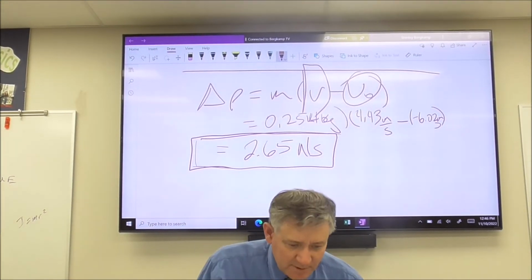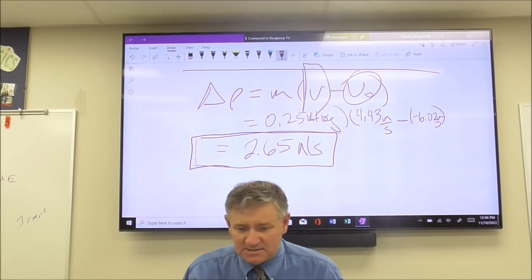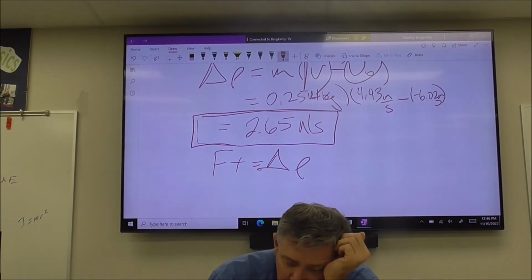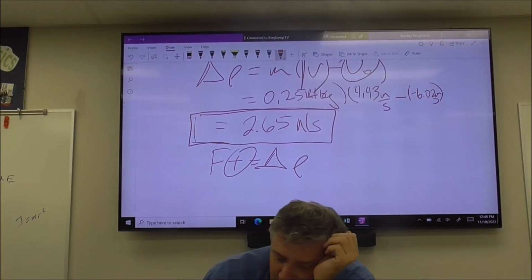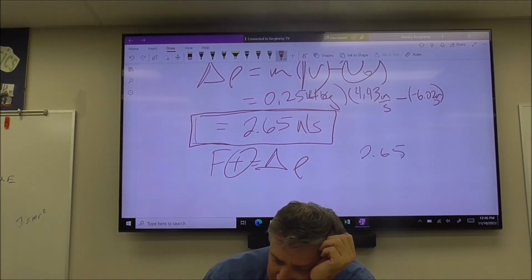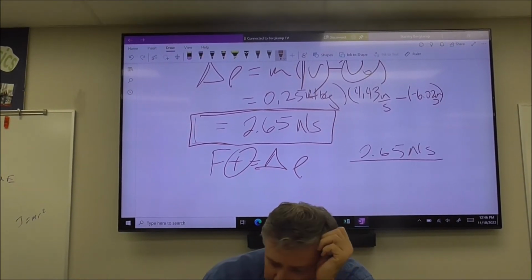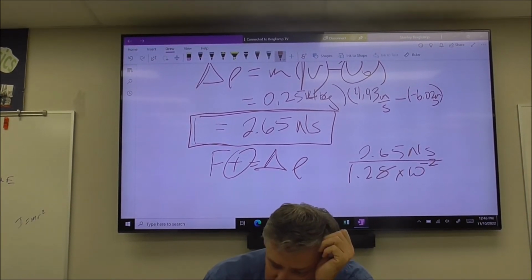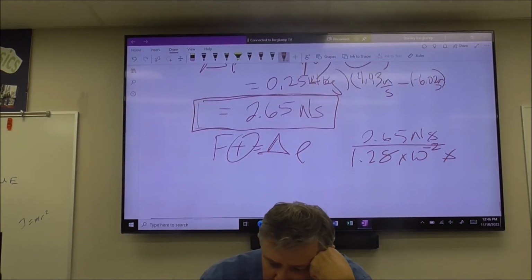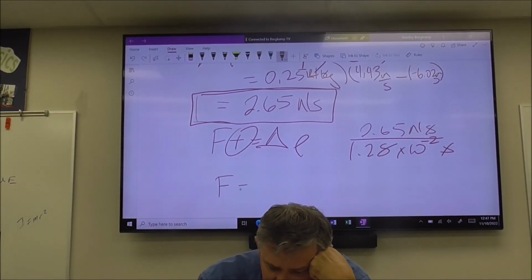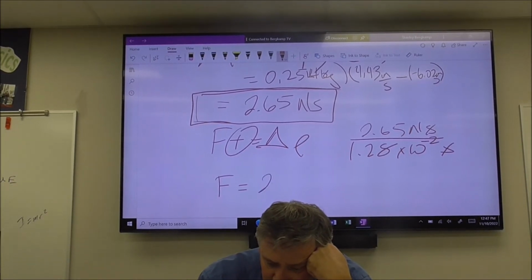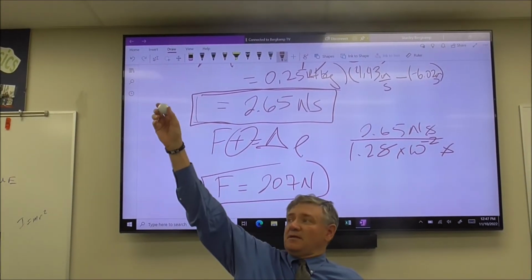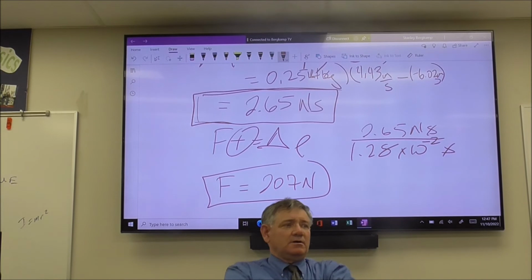And I gave you that time, 1.28 times 10 to the minus second. So force times time equals change in momentum. I'm going to take 2.65 Newton seconds and divide that by 1.28 times 10 to the minus second seconds. Seconds cancel out. You get newtons, which is what force is measured in. So what do you get?